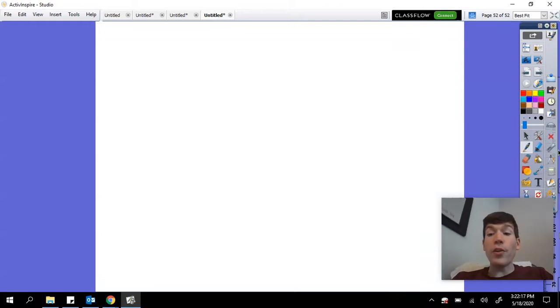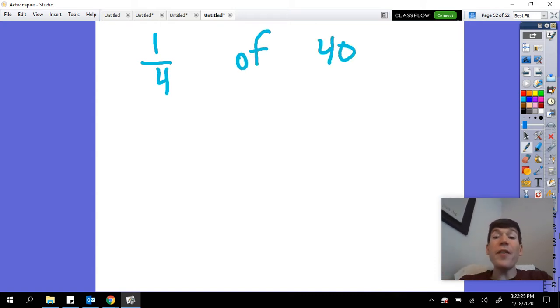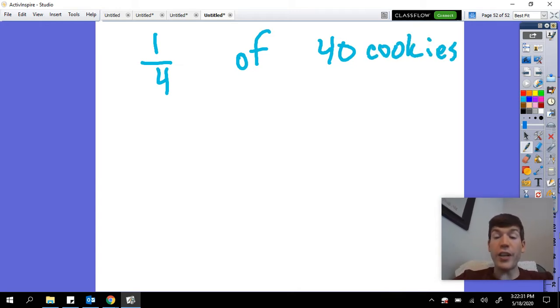So the problem that we're looking at today is taking 1/4 of 40, because we're trying to figure out if there were 40 cookies, so I'll add cookies on the end there. If there were 40 cookies and 1/4 of those cookies were taken, how many cookies is that?